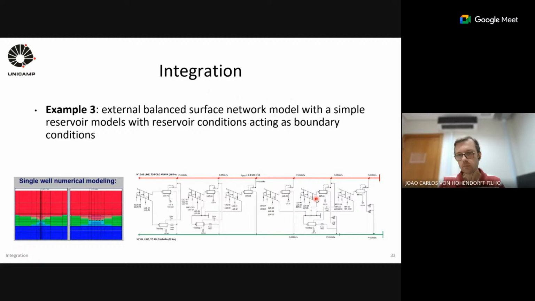So how to manage this kind of reservoir? I need to verify all aspects related to the pressure, not only in the reservoir, but along my system. I need to consider the separation of my fluids, and it affects a lot the behavior of different wells along the reservoir. Okay, that is one interesting approach to consider the integration.